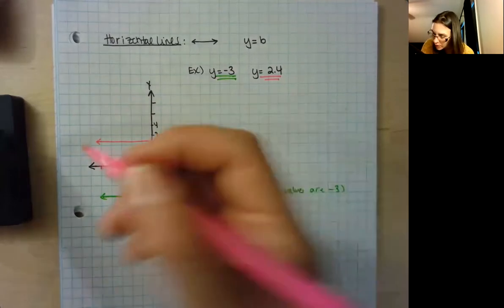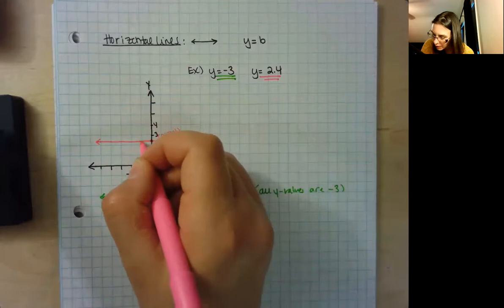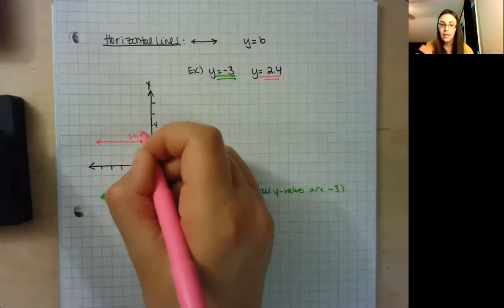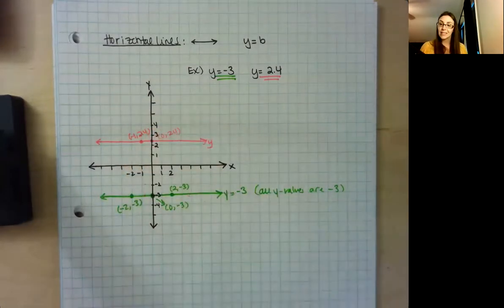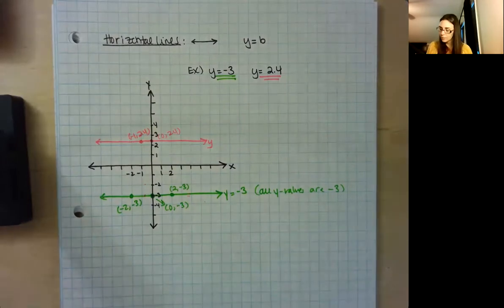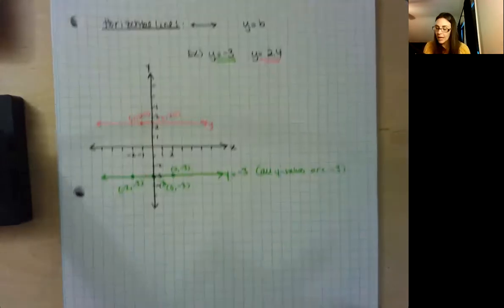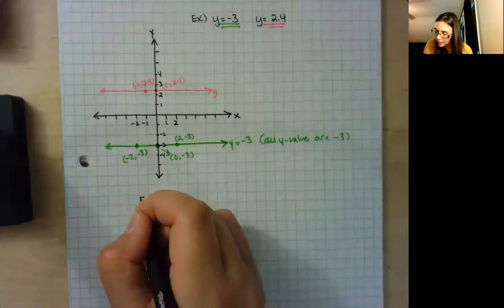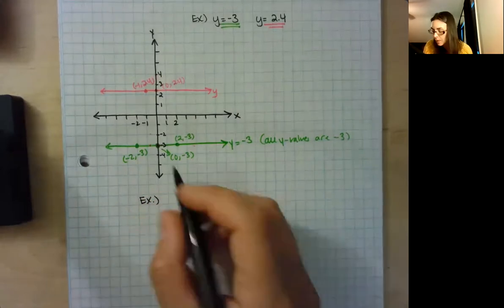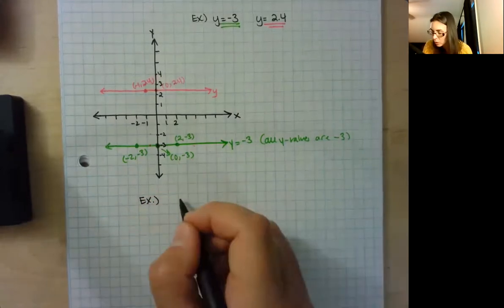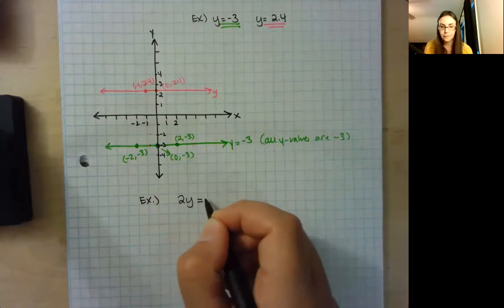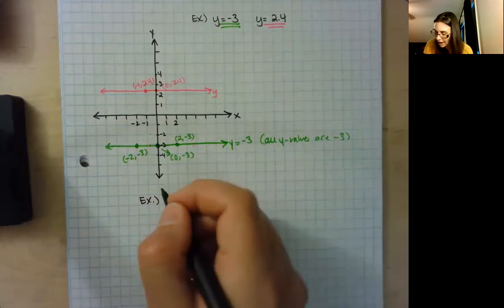But again, all these other points are on there too, right? Here's the point, -1, 2.4, etc. So that y value stays consistent. And just like before, you do need to be a little bit careful sometimes. So maybe it's given to you like 2y is equal to 4. And it says to graph.